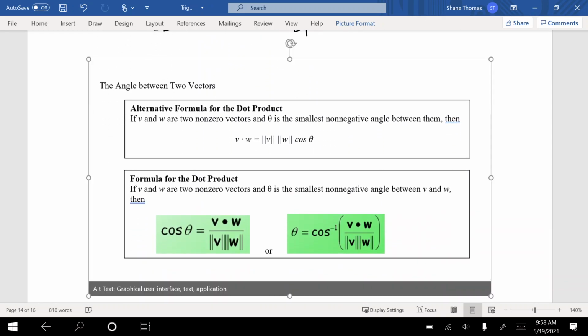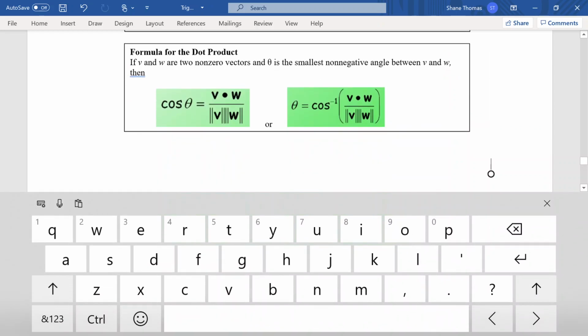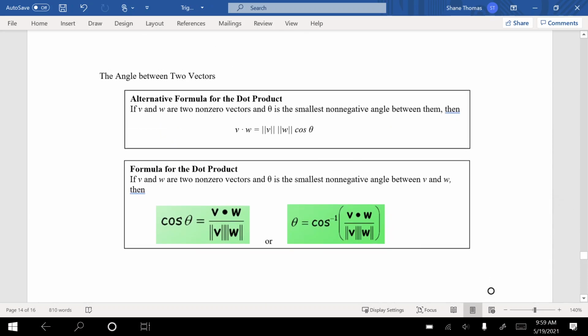Next one. Here's where it becomes a little bit more along the lines of what we've been doing. When you're finding the angle between two vectors, we have an alternate formula for the dot product. We're going to focus mainly on the second one. If v and w are two non-zero vectors, and theta is the smallest non-negative angle between v and w, then the cosine of theta is equal to v dot w over the magnitude of v times the magnitude of w, or theta is also the inverse cosine of v dot w over the two magnitudes.